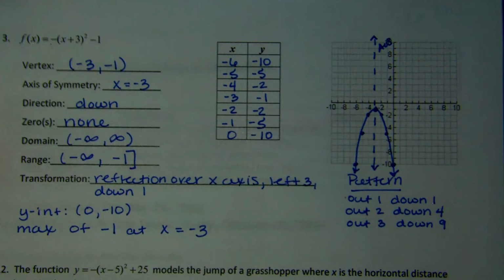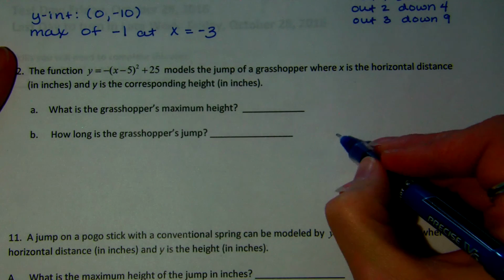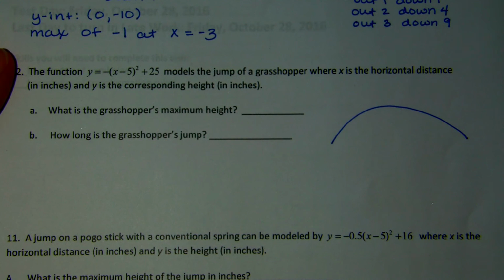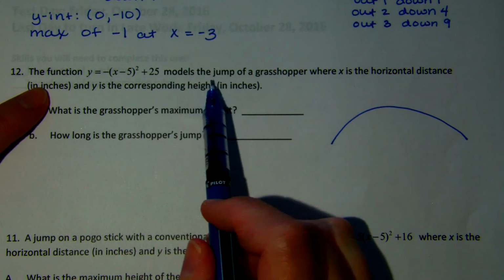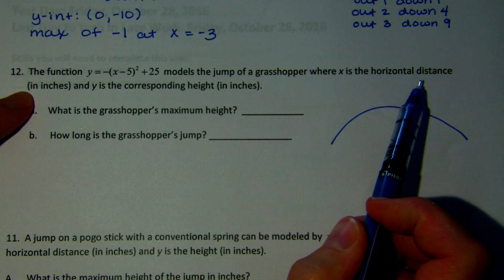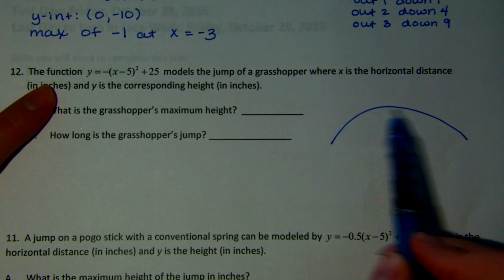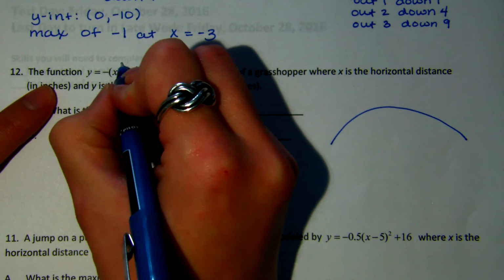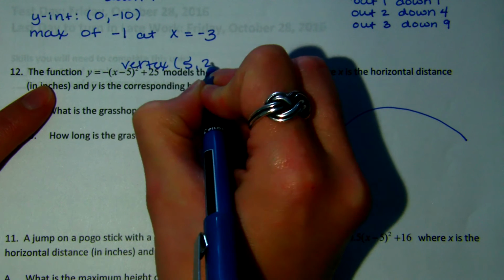All right, on to the grasshopper. So we got a grasshopper who's hopping from place to place. This is a terrible parabola. It's not symmetric. It'll have to do. This function models the jump of a grasshopper, where x is the horizontal distance in inches and y is the corresponding height in inches. What we are going to do is look at the jump of the grasshopper. Remember that this is vertex form and that the vertex is the point (5, 25).